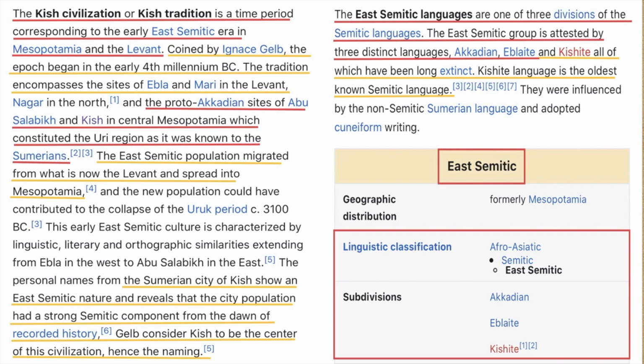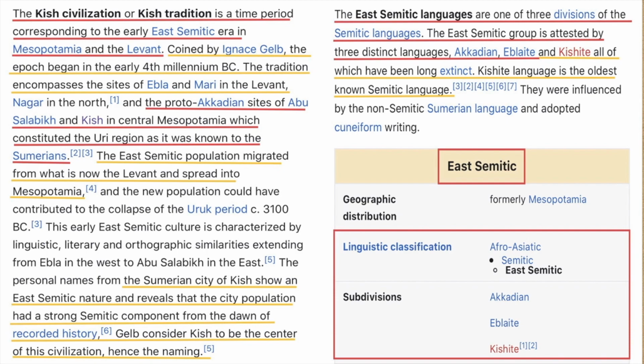The Kish civilization is a time period corresponding to the early East Semitic era in Mesopotamia and the Levant. Coined by Ignace Gelb, the epoch began in the early 4th millennium BC. The tradition encompasses the sites of Ebla and Mari in the Levant.